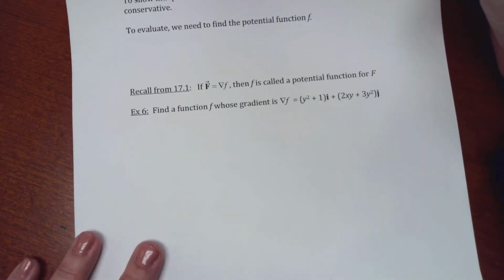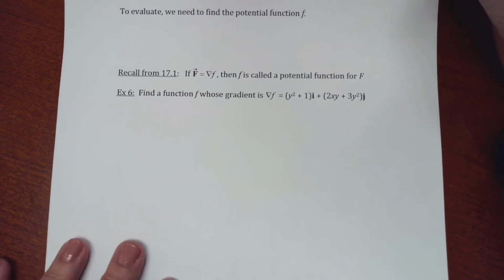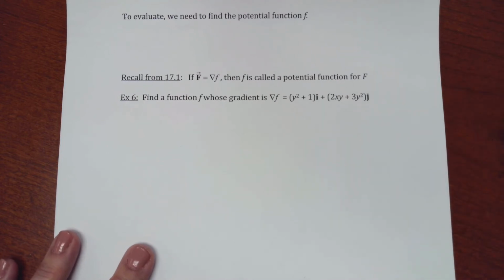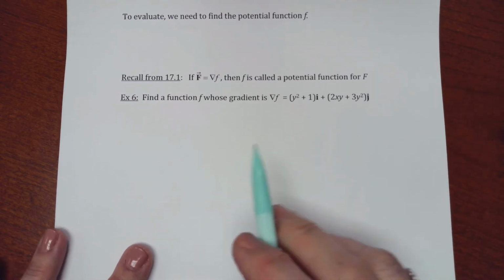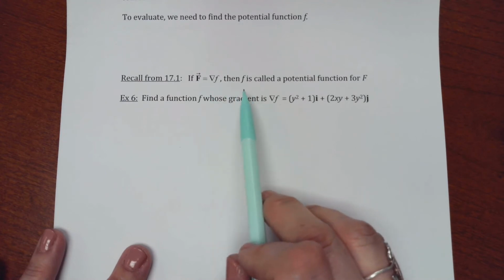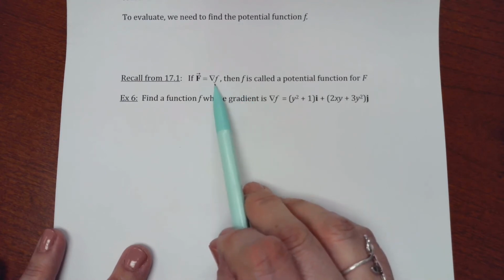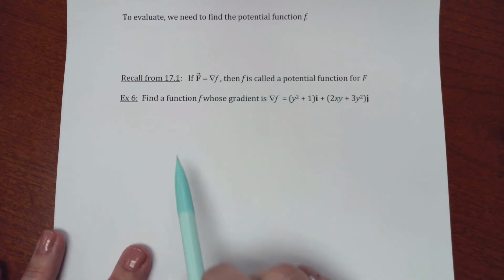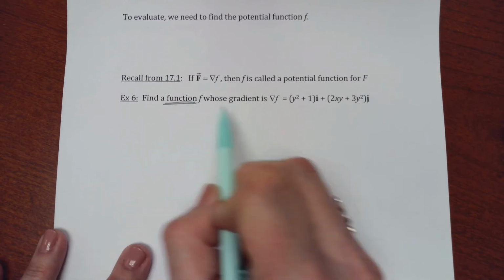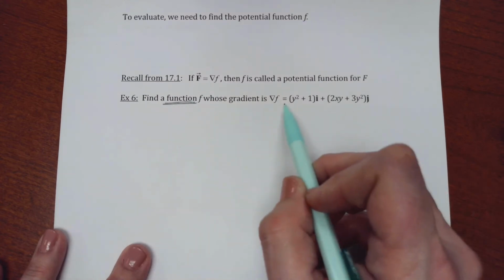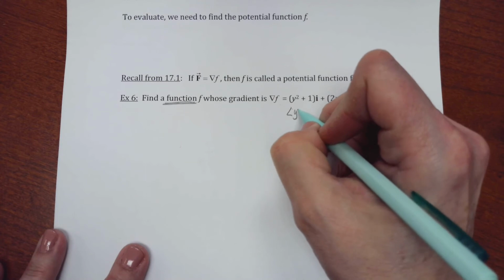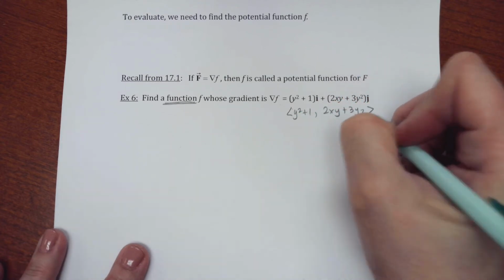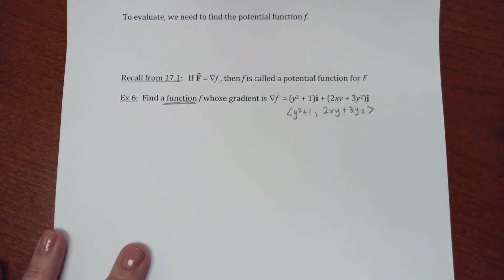We are going to figure out how to find their original function, or an original function. So you know that your del f, if you have the derivative, then the original is called your potential function, all right? So I want to find an original function whose gradient is this. So this is my gradient vector. This is y squared plus 1 and 2xy plus 3y squared. So I want to find, this is my del f.